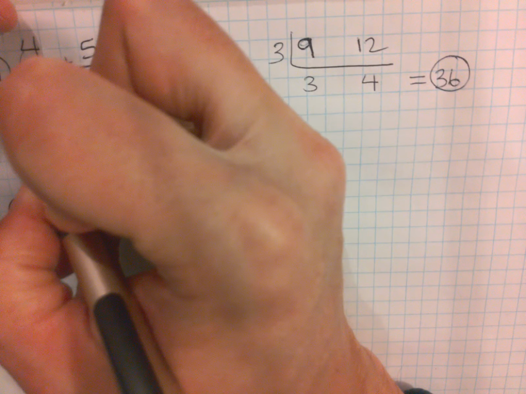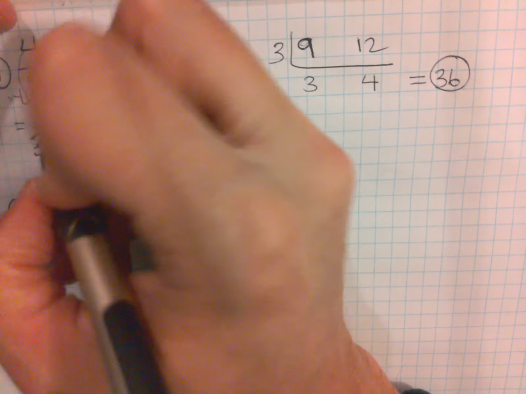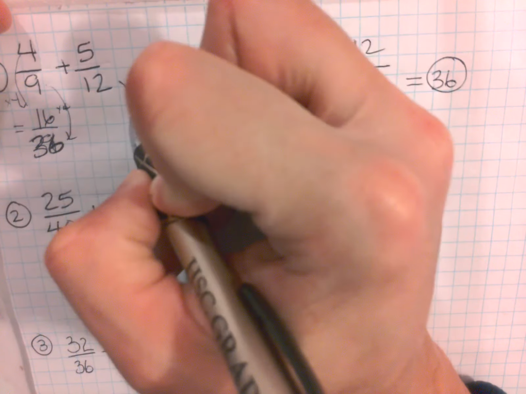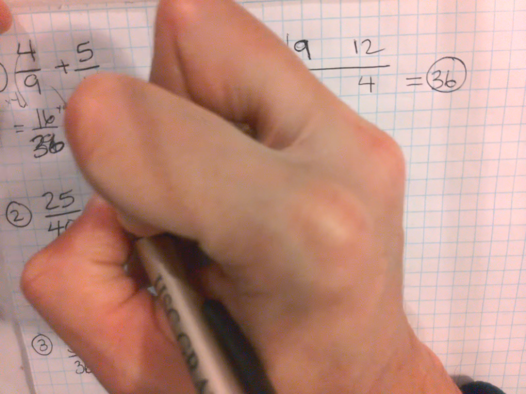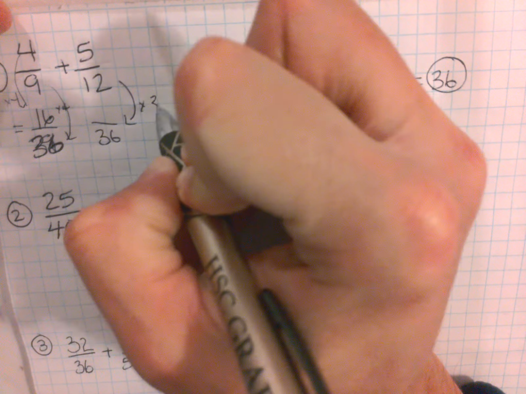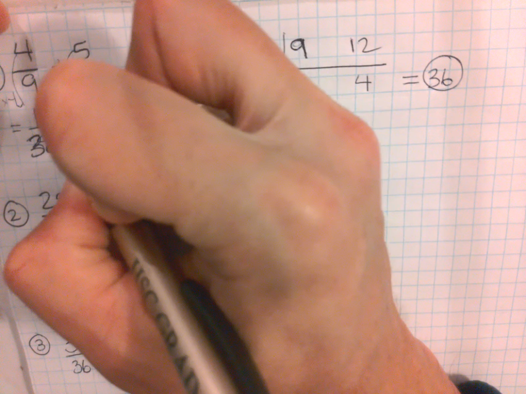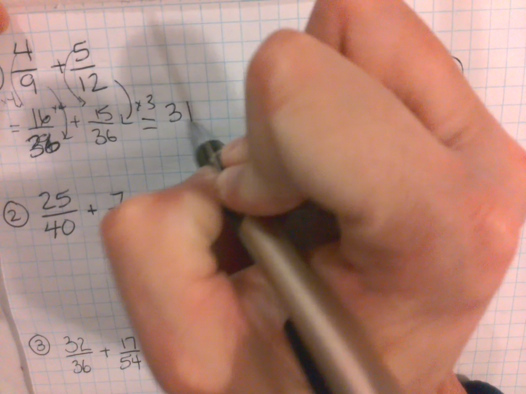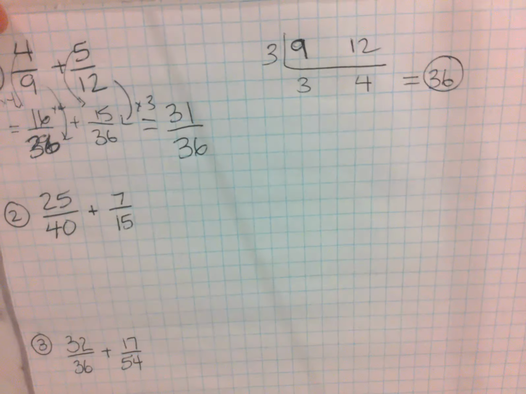So the same thing with the 4 over here. It gives me 16/36. And then 12 times 3 is 36. So 5 times 3 is 15. And then I just add the two together, and I get 31/36.